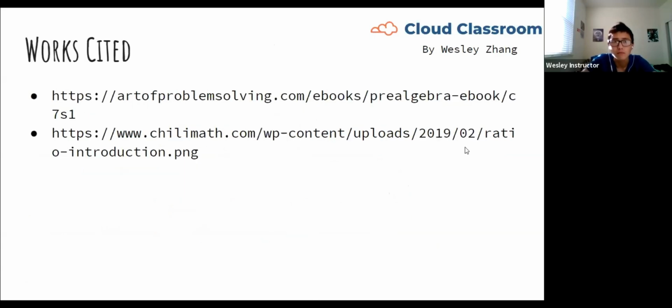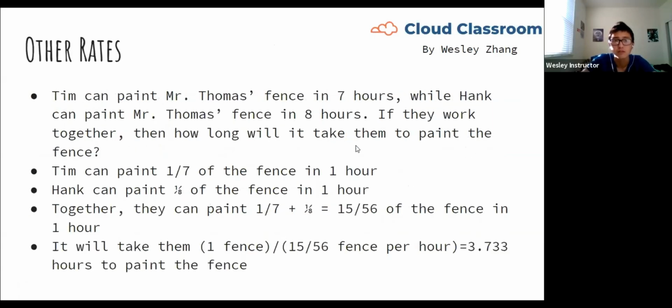All right, this is the last 2 slides. Tim can paint Mr. Thomas's fence in 7 hours, while Hank can paint Mr. Thomas's fence in 8 hours. If they work together, then how long will it take them to paint the fence? I'm pretty sure this showed up on the SAT one year. So this is an SAT level problem, I guess.